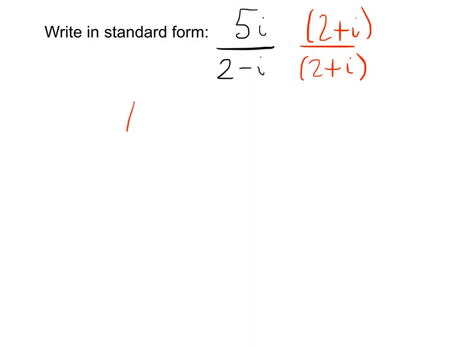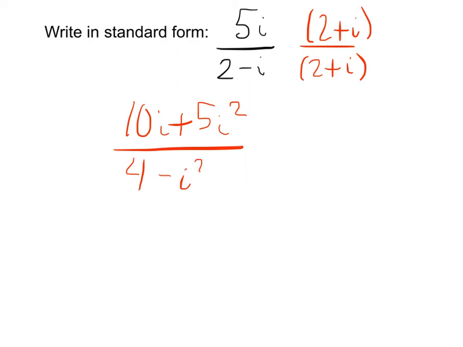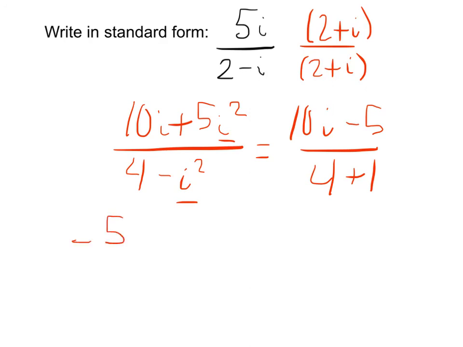So in the numerator, I have 10i plus 5i squared. In the denominator, I have 4, the pattern of difference of squares, so the i terms will cancel out, so I have 4 minus i squared. So simplifying the i squareds to -1 here and here will give me 10i minus 5 over 4 plus 1. So I'm going to change the order around again for standard form. That gives me negative 5 plus 10i over 5.